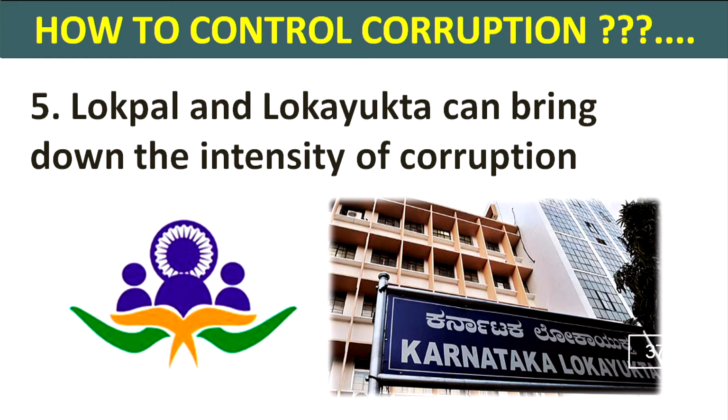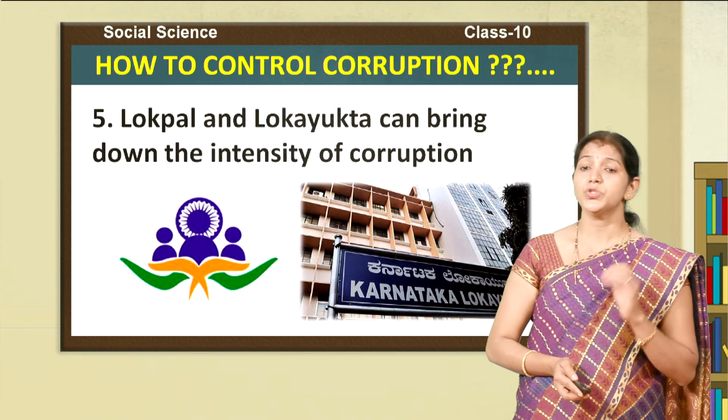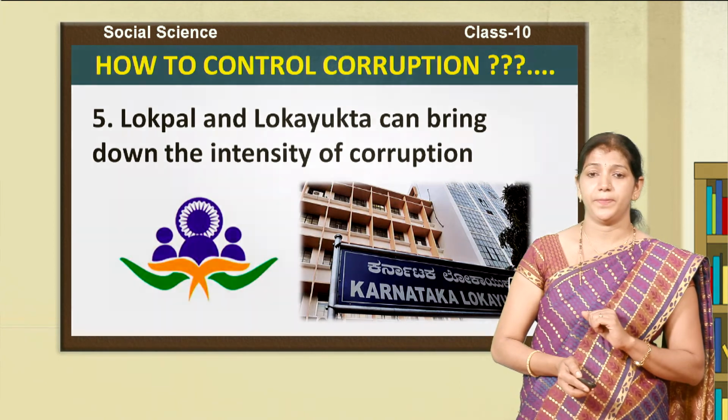In Karnataka, the government has implemented two important institutions against corruption, that is Lokpal and Lokayukta. Lokpal and Lokayukta can bring down the intensity of corruption. These are important measures taken by the government to stop corruption in our country.